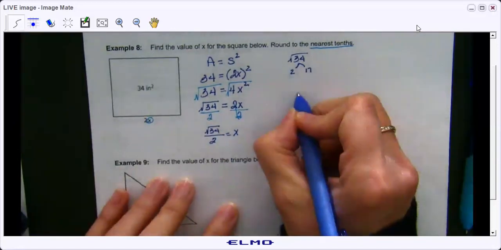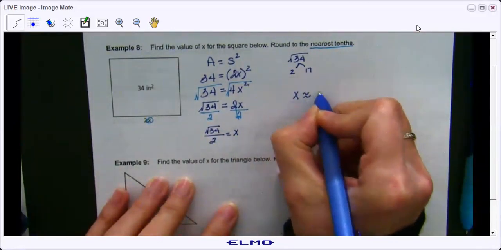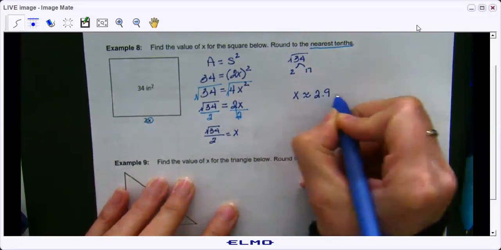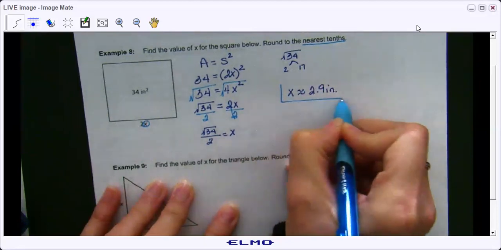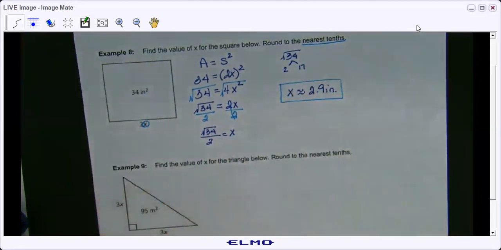So X is approximately 2.9 inches. Now, what you can do if you don't have a calculator right now, you can come back to your notes and you can use a calculator to divide the square root of 34 by 2 and make sure that the way that you're doing it on your calculator is correct by matching it to the answer here. Any questions? All right, let's go to 9.